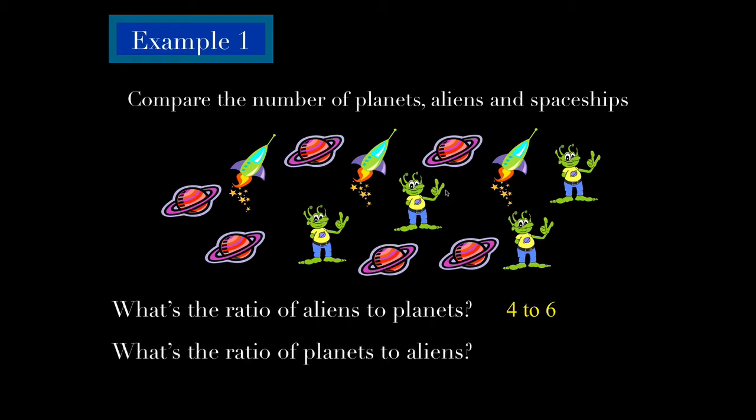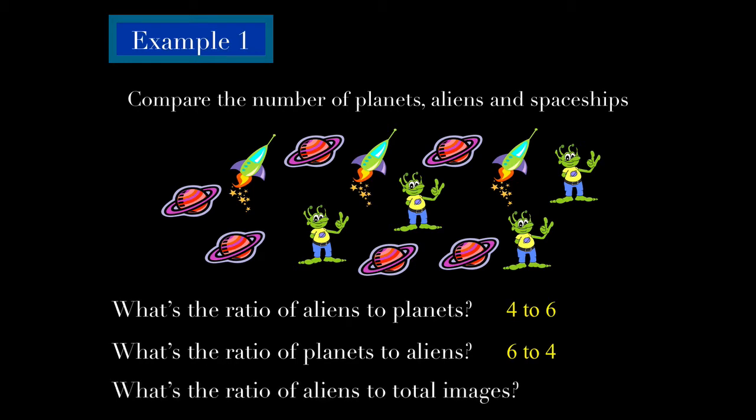If I ask for the ratio of planets to aliens, well, that would just be the opposite, right? So I'd count the planets first, right? So planets come first, 1, 2, 3, 4, 5, 6. To 4 aliens, that would be 6 to 4. And I can make a lot of different ratios by comparing different things. The last one is going to be, what if I set the aliens to the total number of images? Well, the total number of images is 1, 2, 3, 4, 5, 6, 7, 8, 9, 10, 11, 12, 13. And there are 4 aliens, so that would be 4 to 13. Okay, it's that easy. All right.